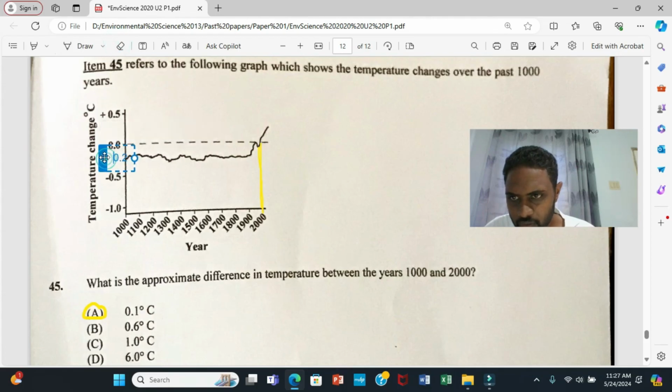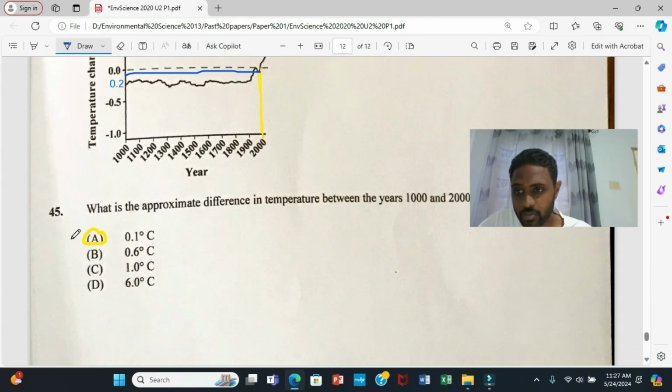So the 1000 would be right here, and then now the 2000 point would come from about here, that little bump. It will land on about 0.1. So 0.1 from 0.2 would be 0.1. So the answer that I see that is logical would be A, 0.1 degrees Celsius, because you're going down, right, and you're going up at the other end.